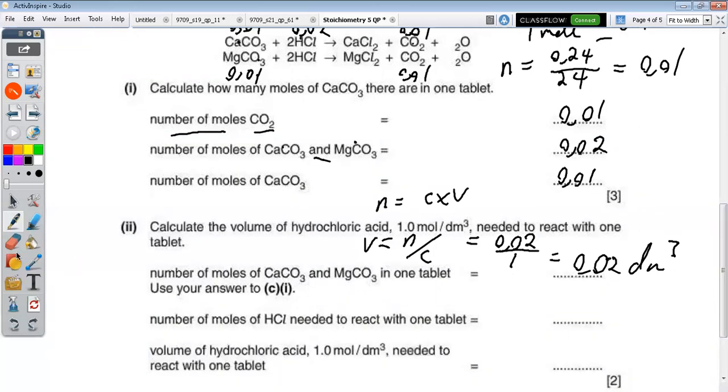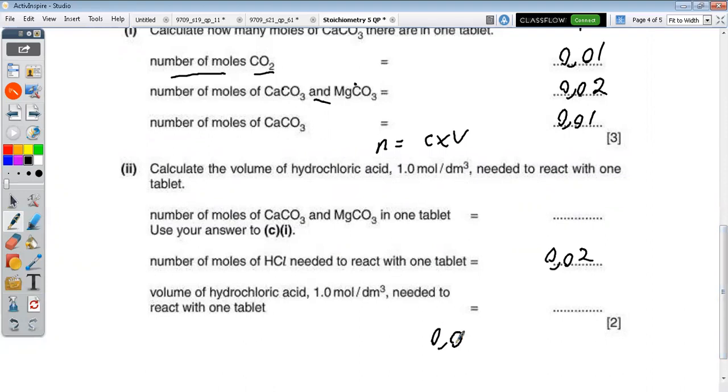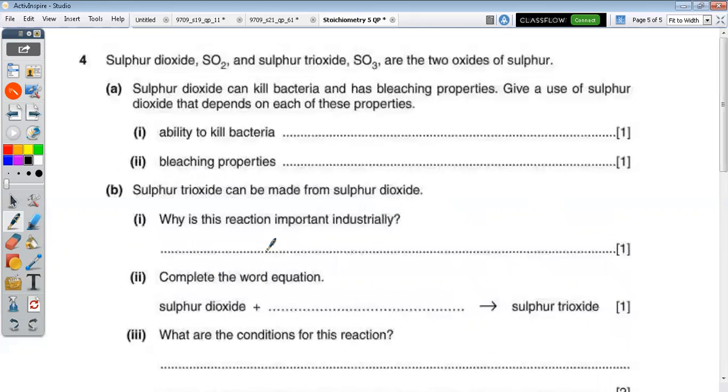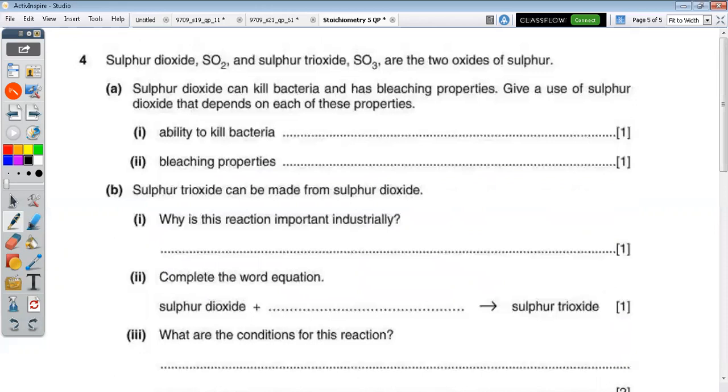I was too quick anyway, but that's the actual answer. Let me do it in stages. So the number of moles we talked about here we said 0.02. Then we calculated together 0.02 divided by 1, so it gives you 0.02 cubic decimeters. If we want, 0.02 multiplied by 1,000 gives you 20 cubic centimeters. Or you can leave it as 0.02 cubic decimeters. Clear? That's the volume. Are we still together?